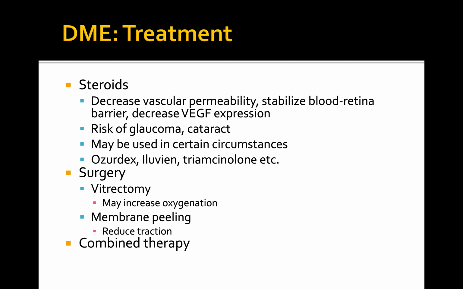Other options include steroids. Steroids work by decreasing the vascular permeability. They help to stabilize the blood-retina barrier and decrease VEGF expression. The downside of steroids is they have slightly more side effects, including glaucoma and cataract, but they still may be used in certain circumstances. Some examples include Ozurdex, Iluvien, Triamcinolone. Surgery, that is vitrectomy, can be considered to increase oxygenation, and membrane peeling can be considered in those with traction. Oftentimes, diabetics require a combined approach.